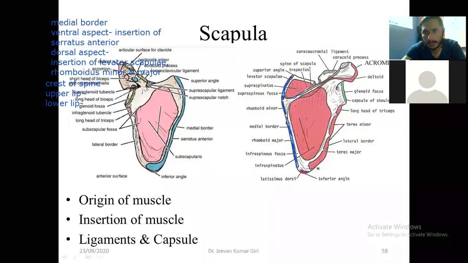There is the insertion of one muscle here. This crest will continue with the medial border of the acromion also. This is the lower lip, and in the lower lip there is one more muscle attachment that continues with the lateral border of the acromion. In the upper lip, you will see the insertion of the trapezius muscle.